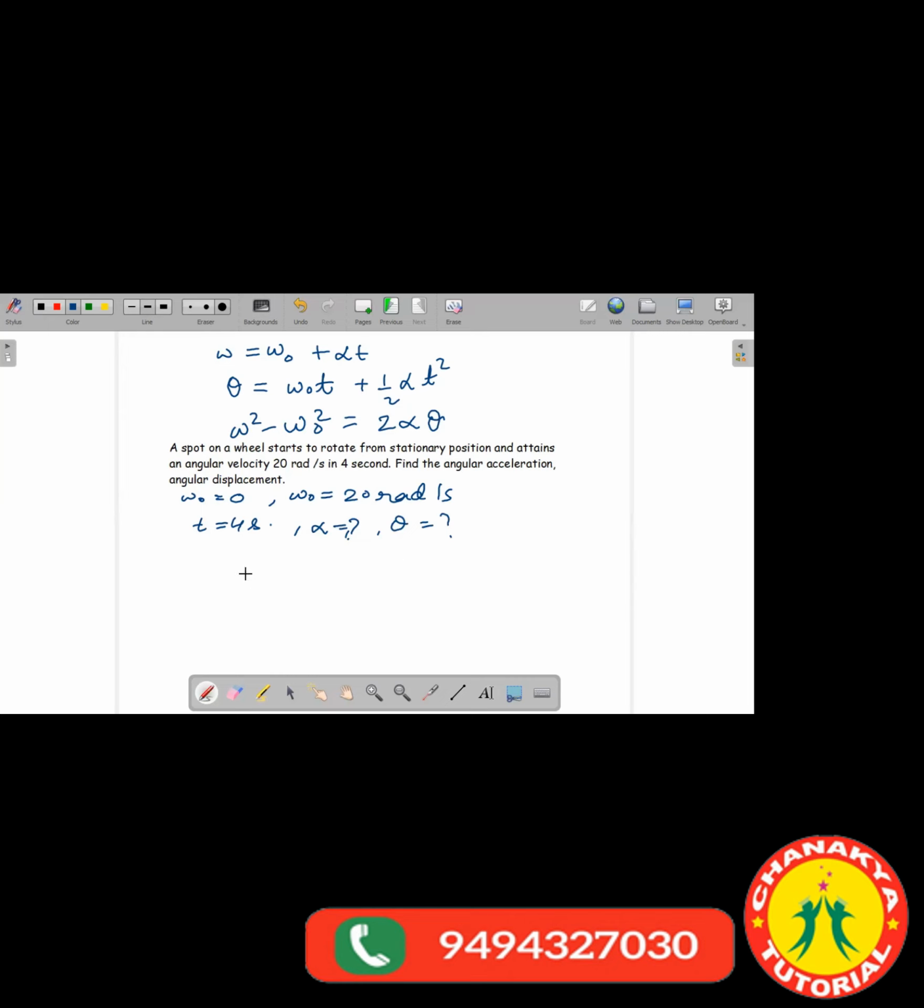So which formula to be used? Angular acceleration is final angular velocity minus initial over time. So 20 minus 0 over 4. So 20 by 4 would be 5. So 5 radian per second square. This would be the value of alpha.